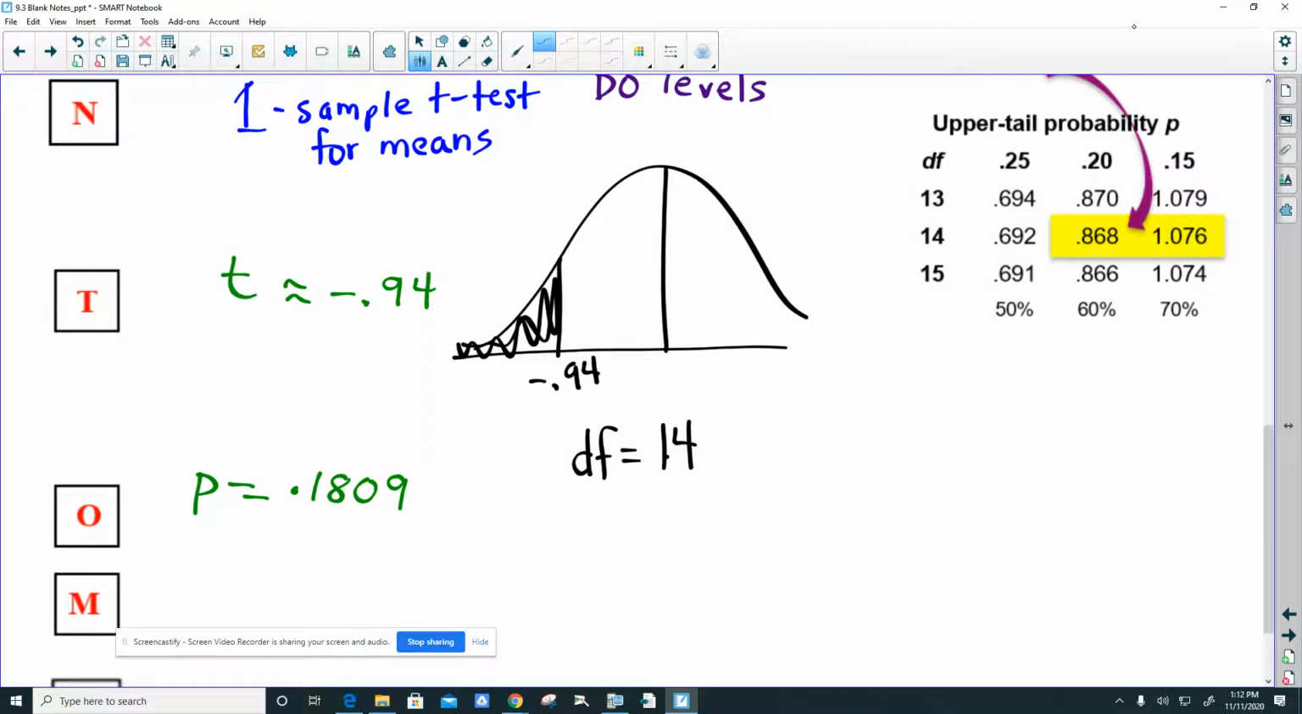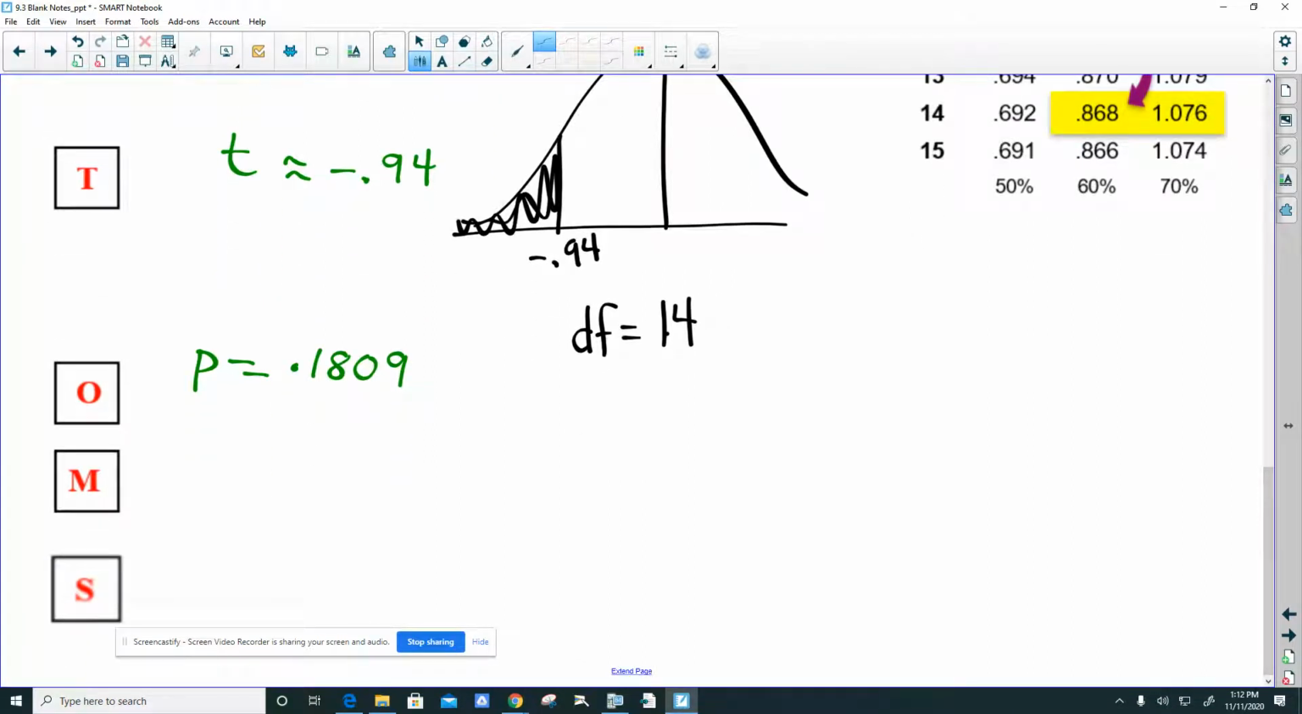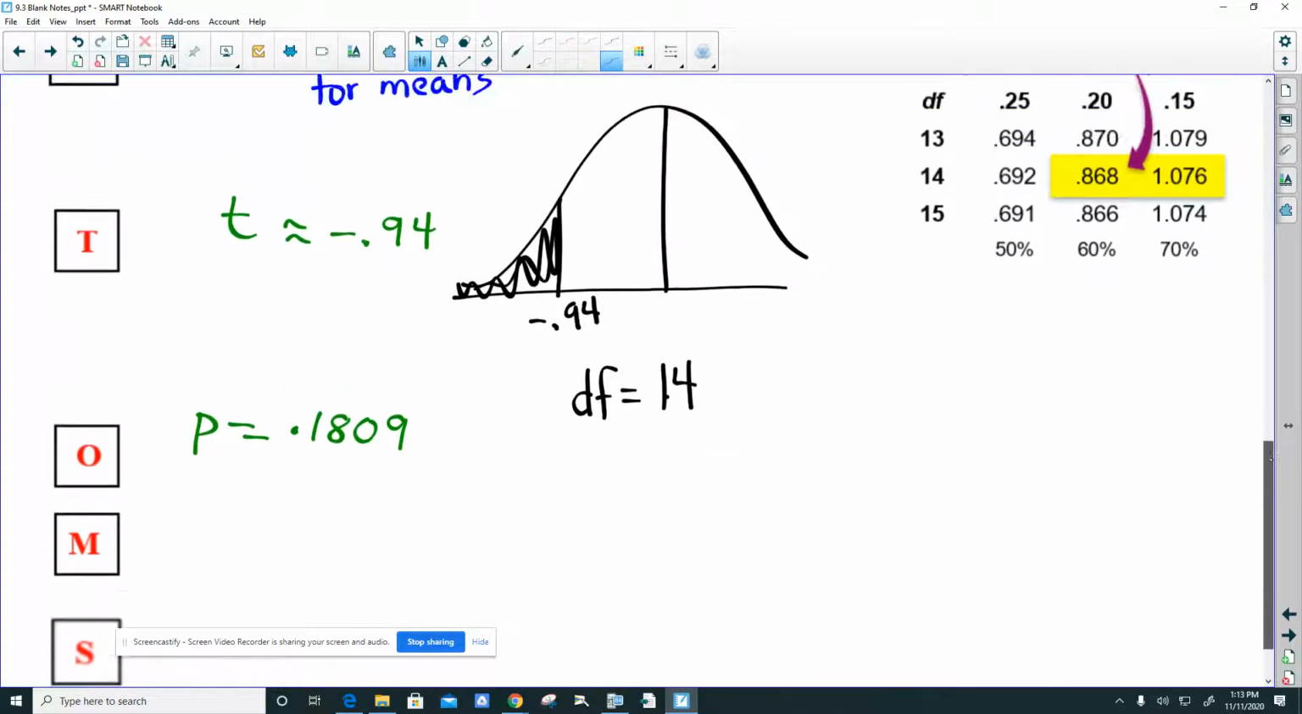Okay, now that we have that, we can finish the problem up by saying that since the p-value of 0.1809 is greater than the alpha level of 0.05, we would fail to reject the null hypothesis. I'm not going to fill this in. We've done this so many times here.